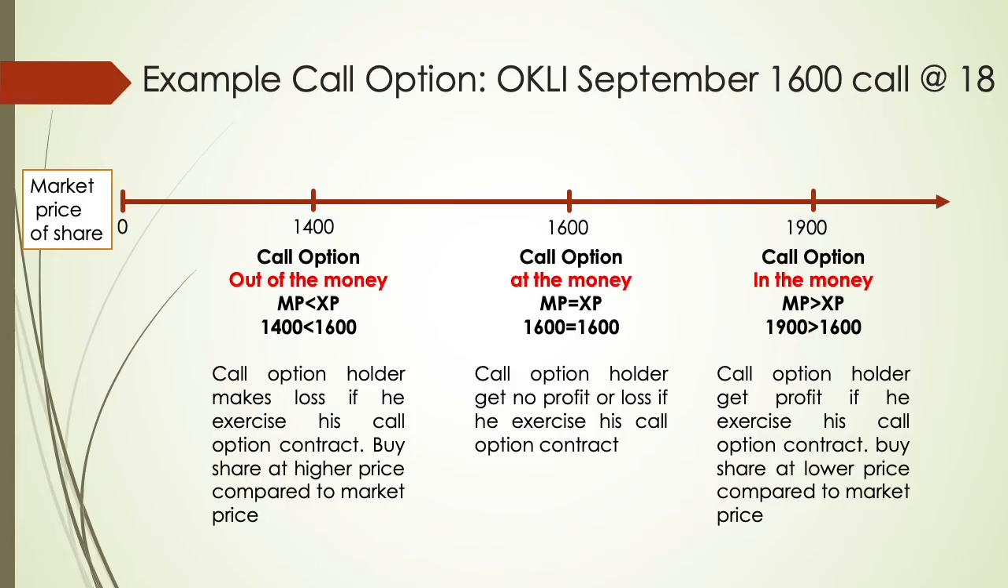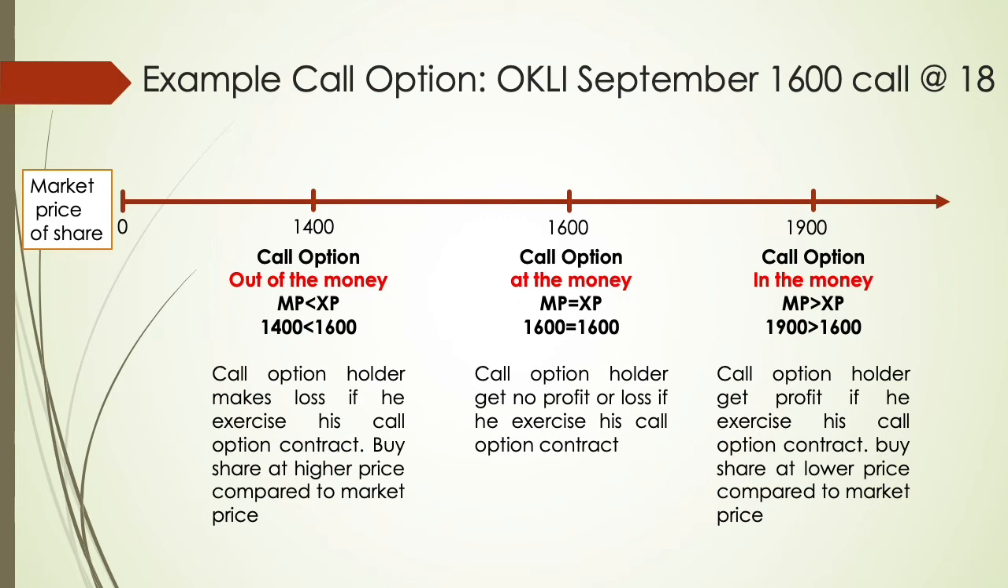Okay, now we look at an example for a call option. How a call option can be out of the money, at the money, or in the money. Let's say we have one call option. The call option is OKLI September 1600 call at 18. That means this is a call option going to expire in September. So 1600 is the exercise price of the call option, and 18 is the premium.